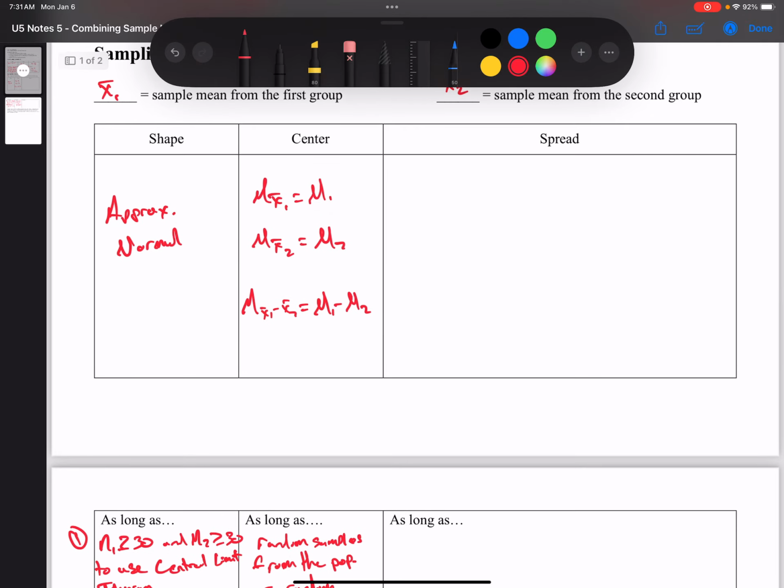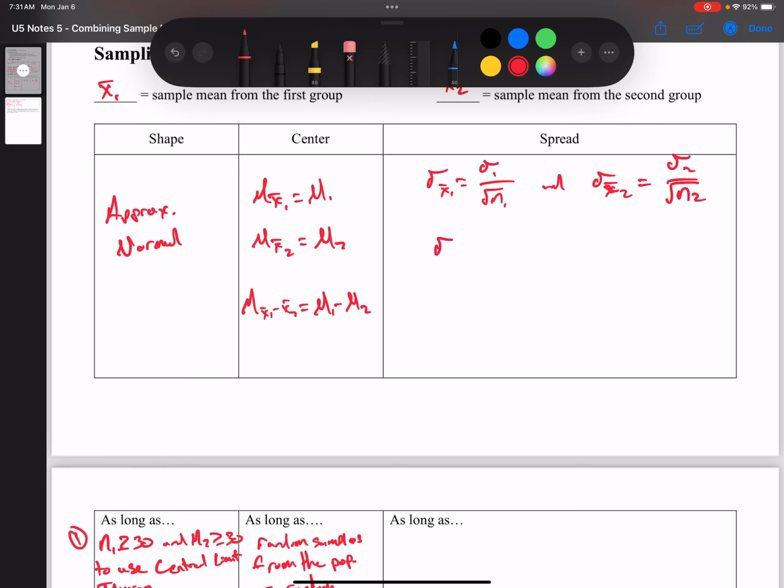And then last up, spread. Remember, this is the one that gets a little out of hand, so I'm just going to write it all out for once. We know the standard deviation of x bar 1 is going to be equal to standard deviation of 1 over square root of n1, and standard deviation of x bar 2 is going to be equal to standard deviation 2 over square root of n2. And when we combine the standard deviations, we're really combining the variances.